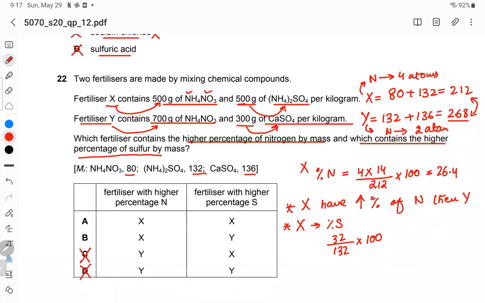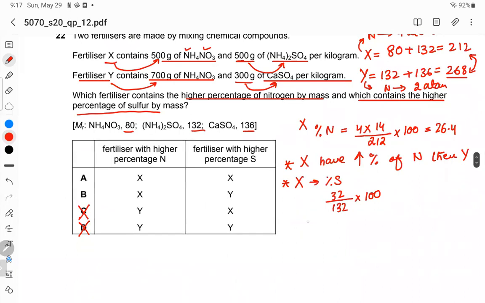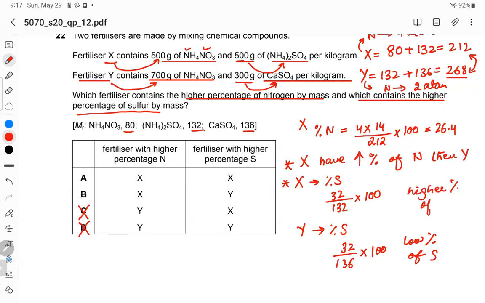Okay, we can easily do it this way as well: if we work out the percentage of sulfur in Y, here we have 32, but the MR is higher. So MR is higher, which means a lower percentage of sulfur here and a higher percentage of sulfur in X. Is this making sense? We can justify it even without calculating. So it means B goes wrong and A is the correct answer. Is this point clear to everyone? Yes sir.